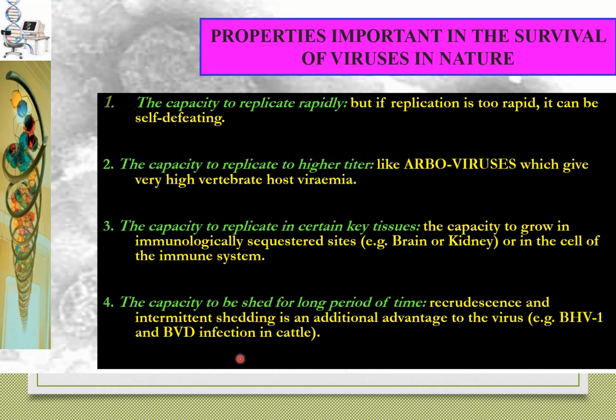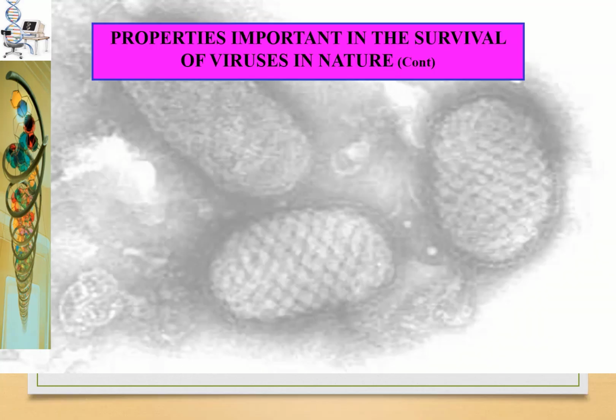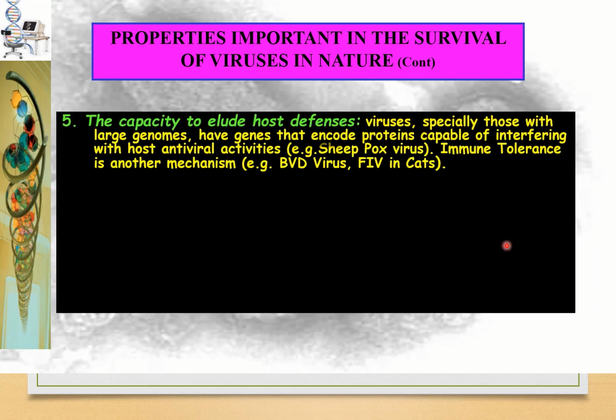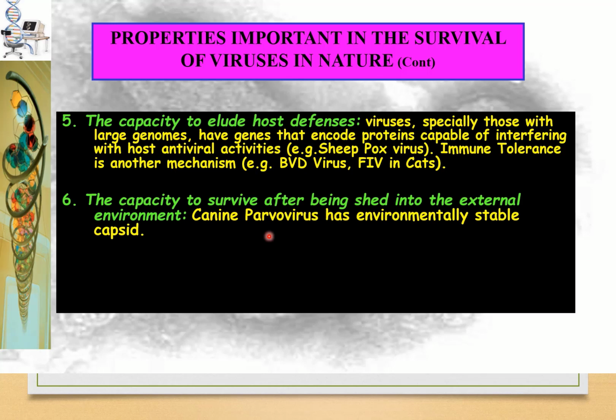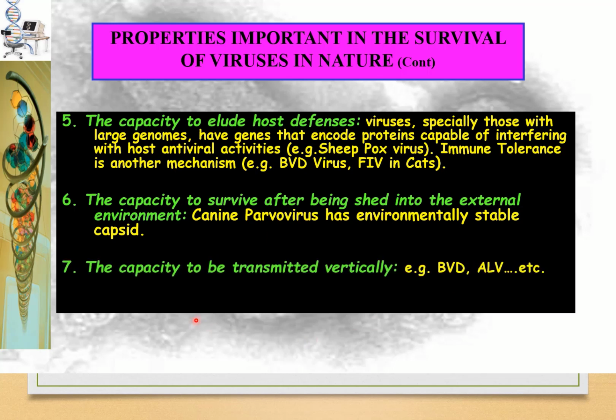Define bovine viral diarrhea infection in cattle. The capacity to elude host defense. Viruses, especially those with large genomes, have genes that encode proteins capable of interfering with host antiviral activity. Immune tolerance is another mechanism, as in bovine viral diarrhea in cattle. The capacity to survive after being shed into the external environment: canine parvovirus has an environmentally stable capsid. The capacity to be transmitted vertically.